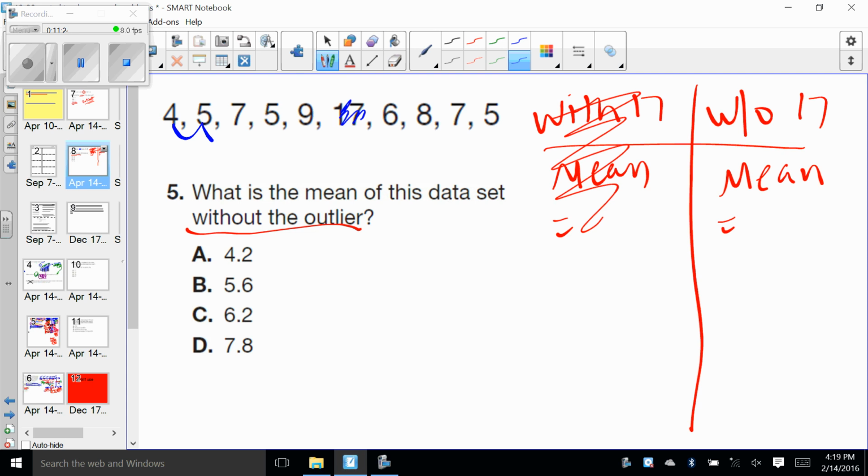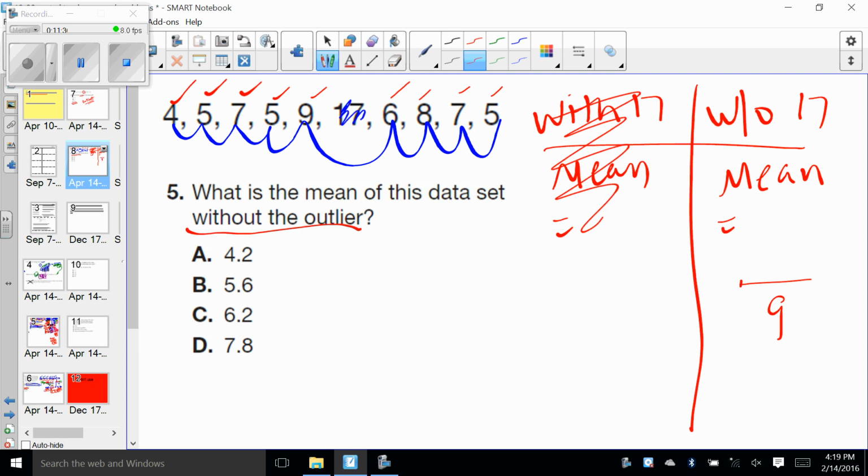So this plus this plus this plus this plus this plus this plus this plus this plus that. Divide by how many scores? 1, 2, 3, 4, 5, 6, 7, 8. Looks like 9 scores. Go ahead and add those up. I'll wait for you. I'm going to do it at the same time. 4 plus 5 plus 7 plus 5 plus 9 plus 6 plus 8 plus 7 plus 5. Go.